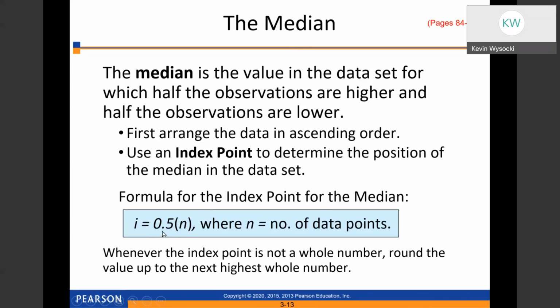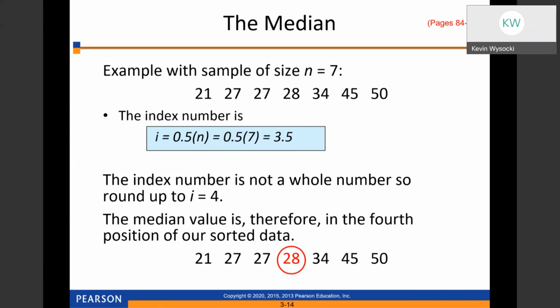With this formula, i equals 0.5 times n, n is your number of data points. If n is even, 0.5 times n will give you a whole integer. If n is odd, 0.5 times an odd number will give you a 0.5 of a number. So the rule is to round up. Usually we don't even use that. There's a pretty straightforward rule if there's an odd or an even number of data points.